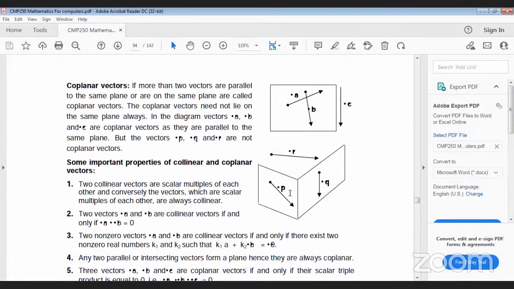But let's talk about P, Q, R. Why are they not coplanar vectors? Because they are on different planes. On different planes, they are parallel. Here, they are parallel on the same plane.